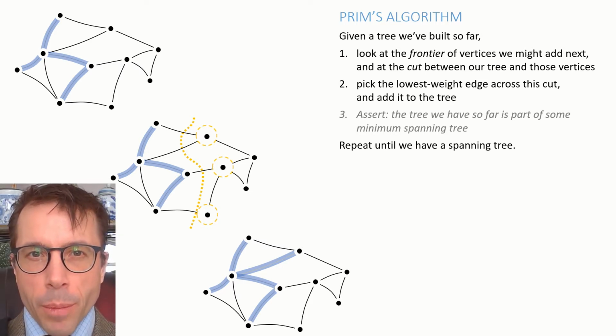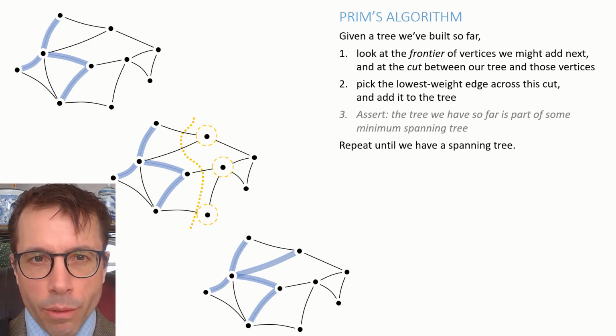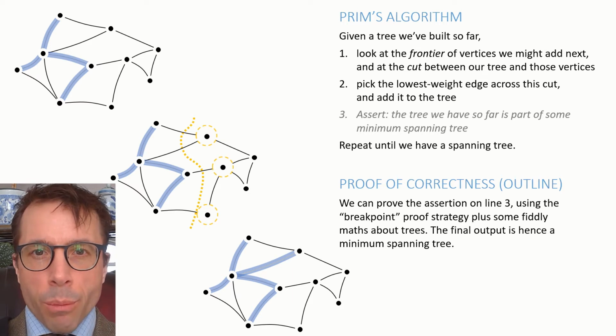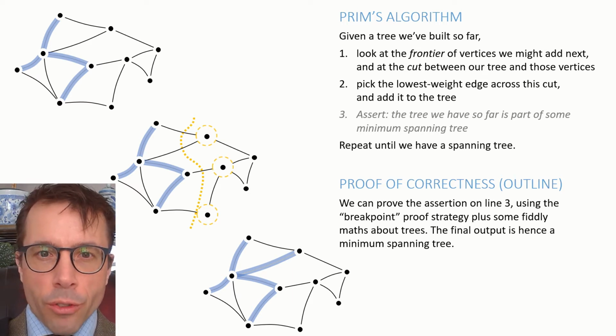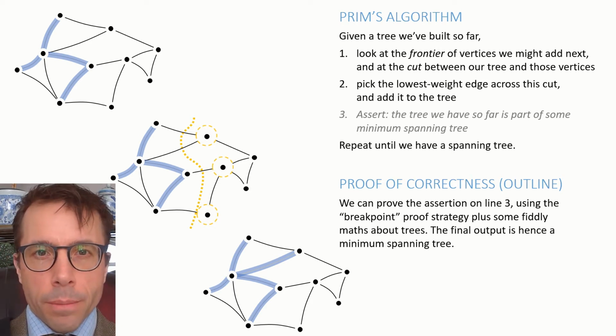There's an assert statement I stuck in here. This assertion is something that will come into the proof of correctness. The proof is just another breakpoint proof. We assume that the assertion is true up to iteration n-1, and then we use maths to argue that it will be true after iteration n, and then, by induction, it's true all the way until the algorithm terminates.